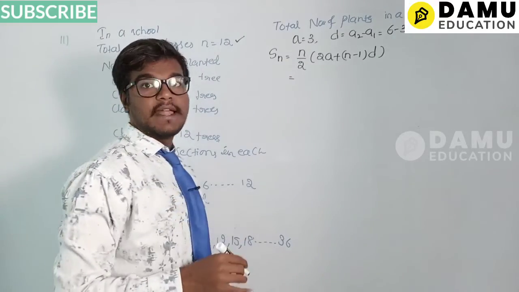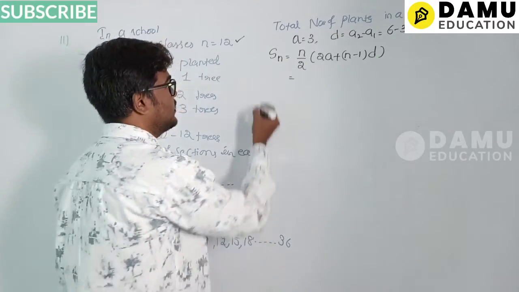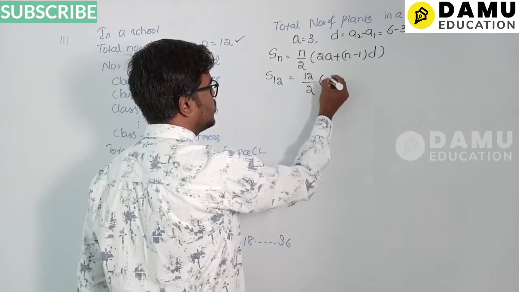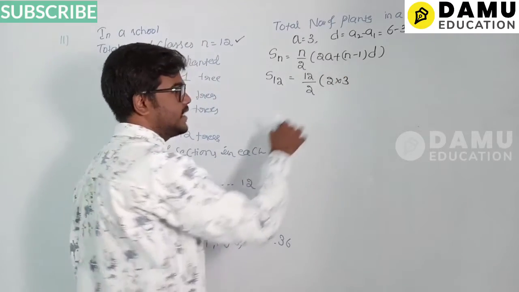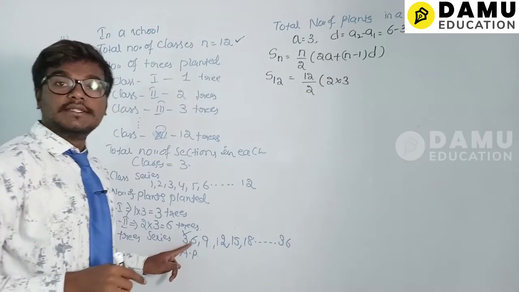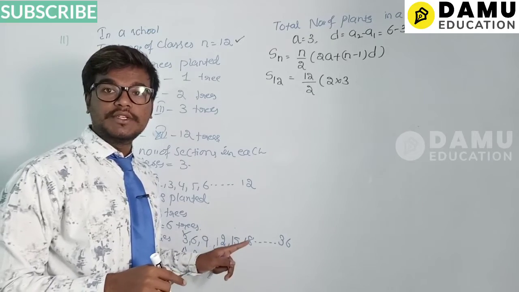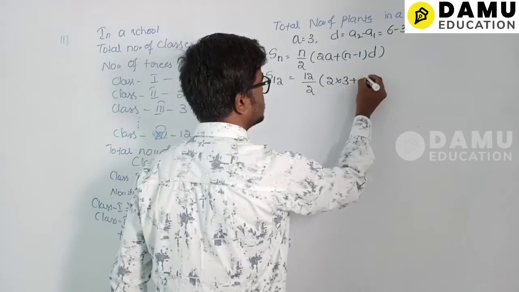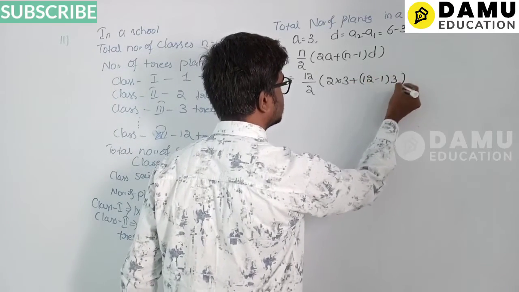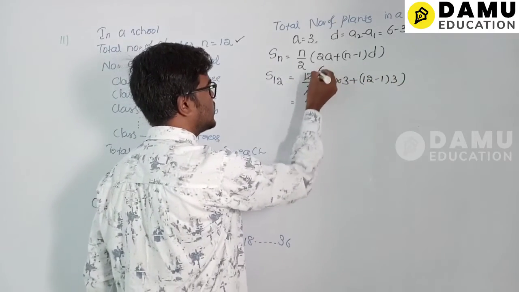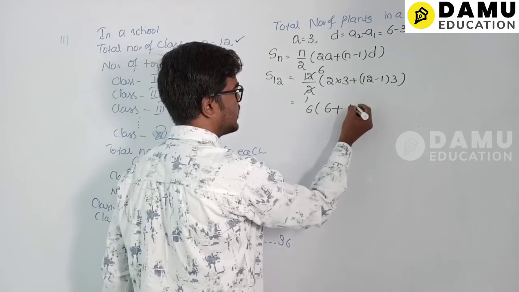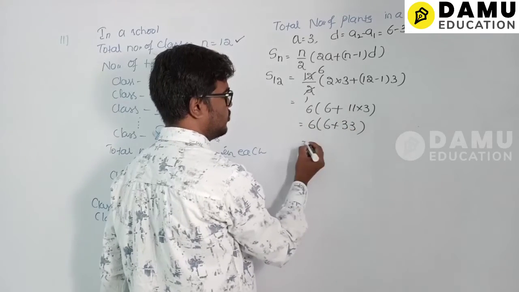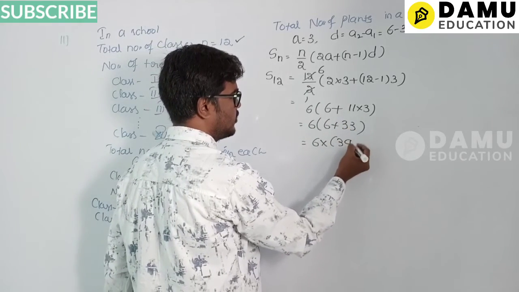So the total number of trees planted by that school we can calculate. What is that? 12 by 2 into 2 into the first term. 3 trees will be planted by the first class, 6 trees by the second class, 9 trees by the third class. This is the case. So 2 into 3 plus 12 minus 1 into the common difference 3. So 6 into 2 times 3 is 6, 11 into 3 is 33. So 6 into 6 plus 33, we will get 6 into 39.